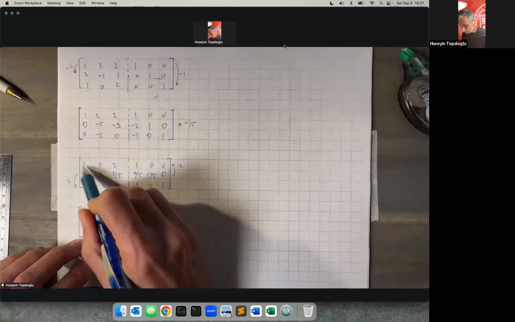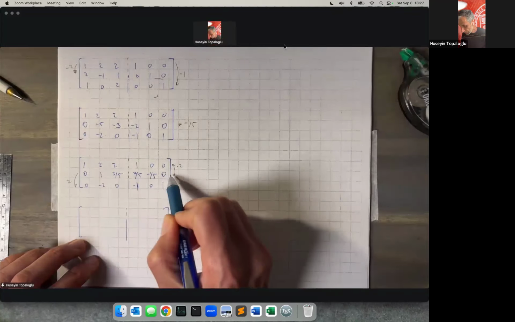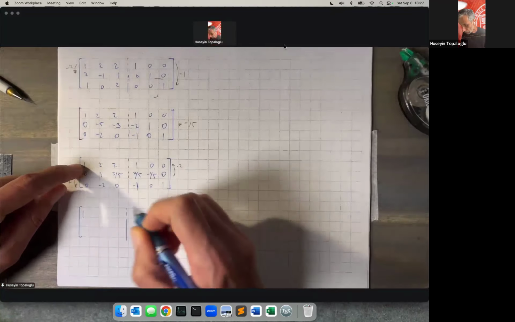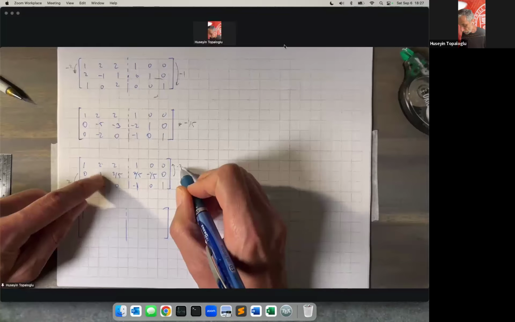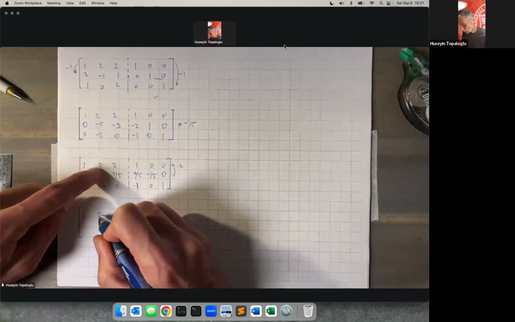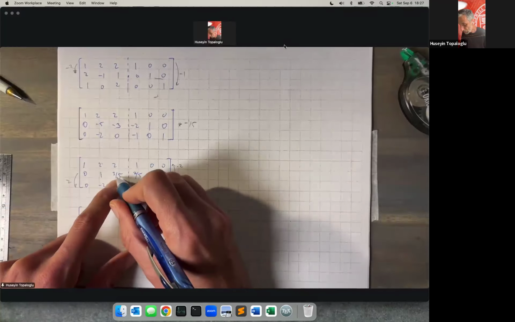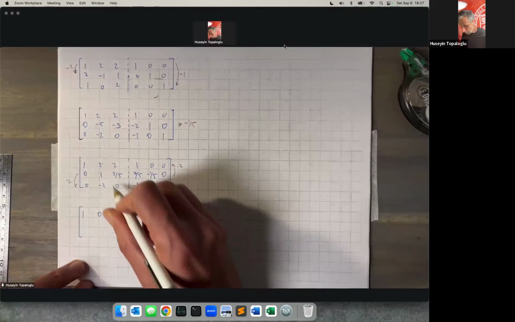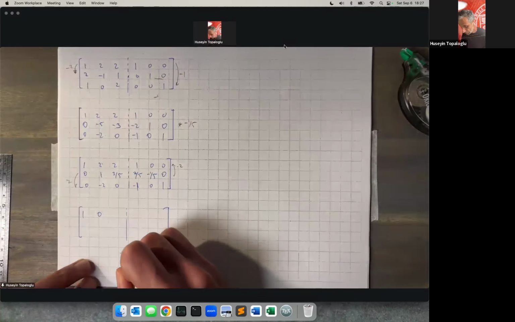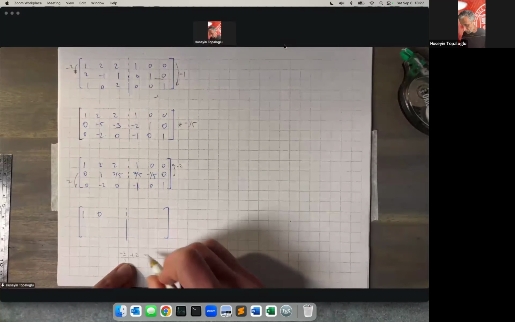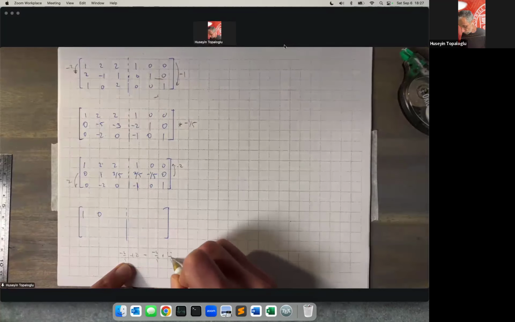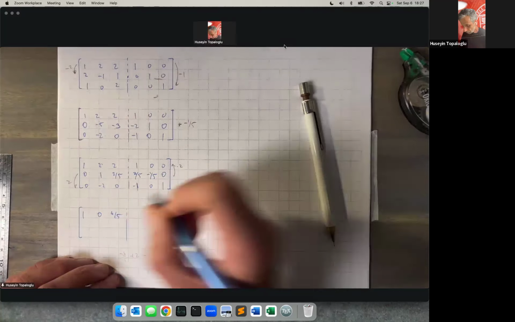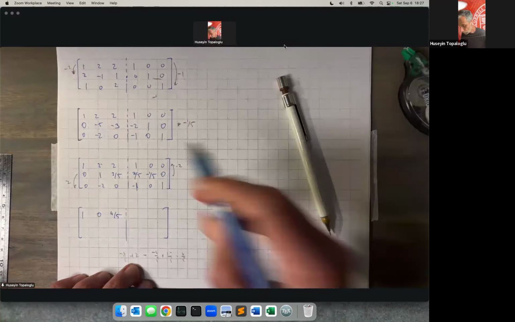0 times -2 is a 0. So let's multiply this row by -2 and add it to the first row. 0 times -2 is 0, plus another 1, that's a 1. 2 times -2 is -2, plus another 2, that's a 0. That's exactly what I wanted. -2 times 3/5 is -6/5, plus another 2 is going to give me -6/5 plus 10/5, that is a 4/5. Good. Keep going.